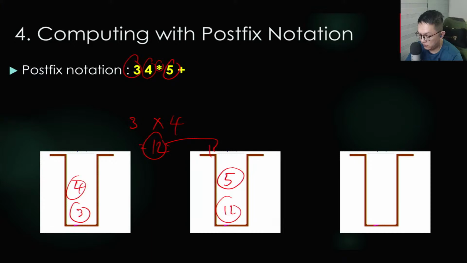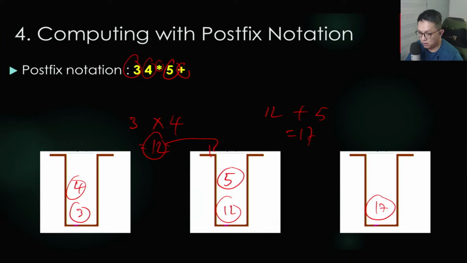Okay, then now I have a plus operation, so write the plus here. Then I'll pop the most recent one, which is 5, and put it as the second operand. Then pop 12, which is the next one, and put it as the first operand. Then I get 17 here. So I'll take this and put it into the stack. This is your outcome.